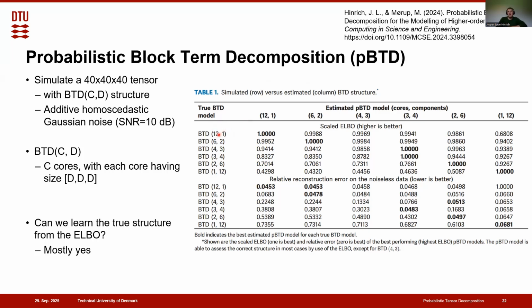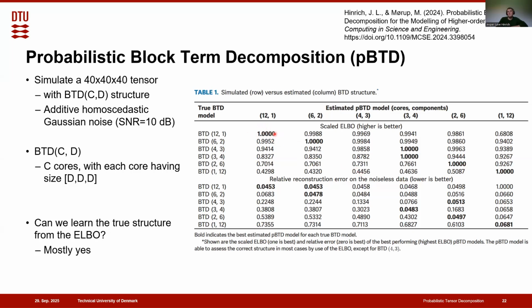It doesn't matter so much now, but basically you want the diagonal to be bold here. So we use this evidence lower bound that we get from variational Bayes, where higher is better. And then we also have the relative reconstruction error on the noiseless data. So that is how well we recover the ground truth. So ideally, both of these should kind of be the bold curve.